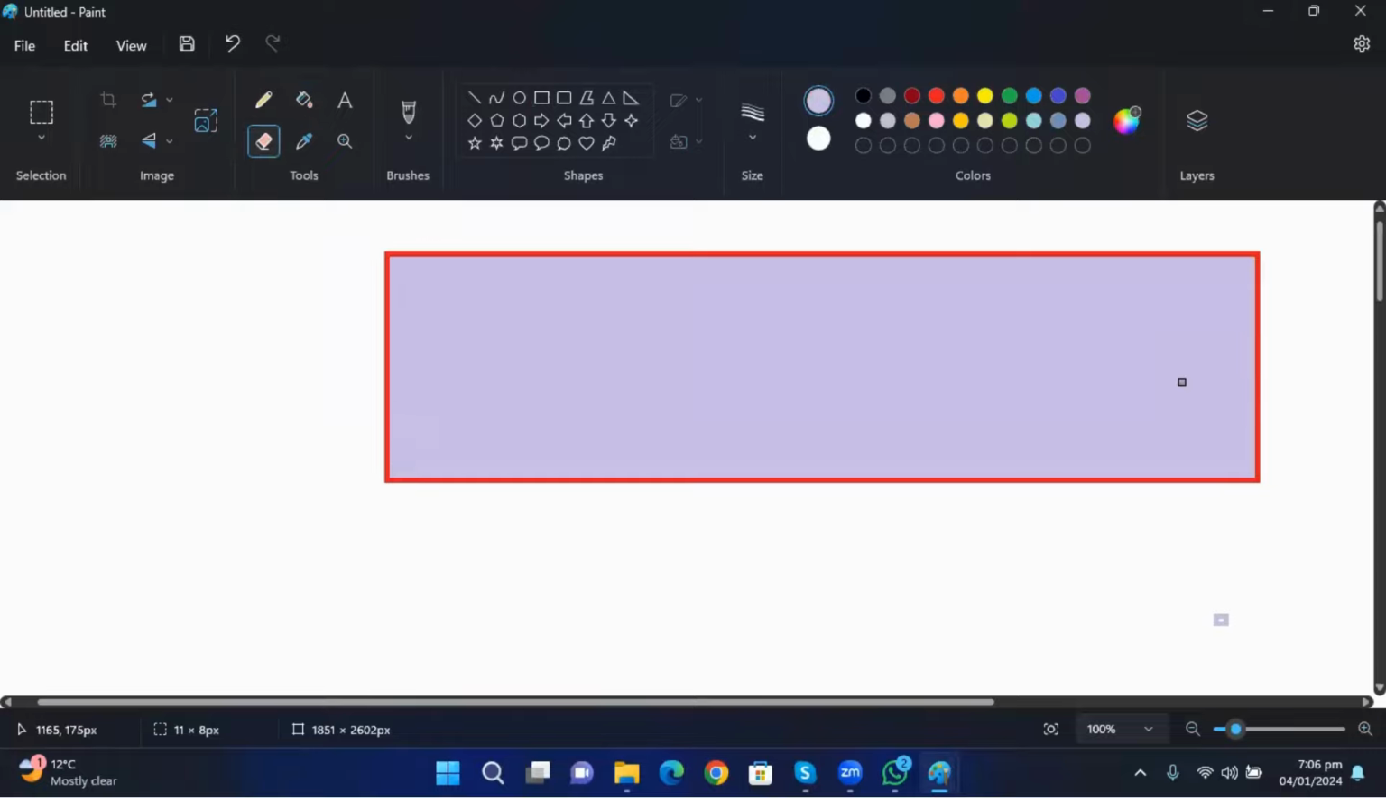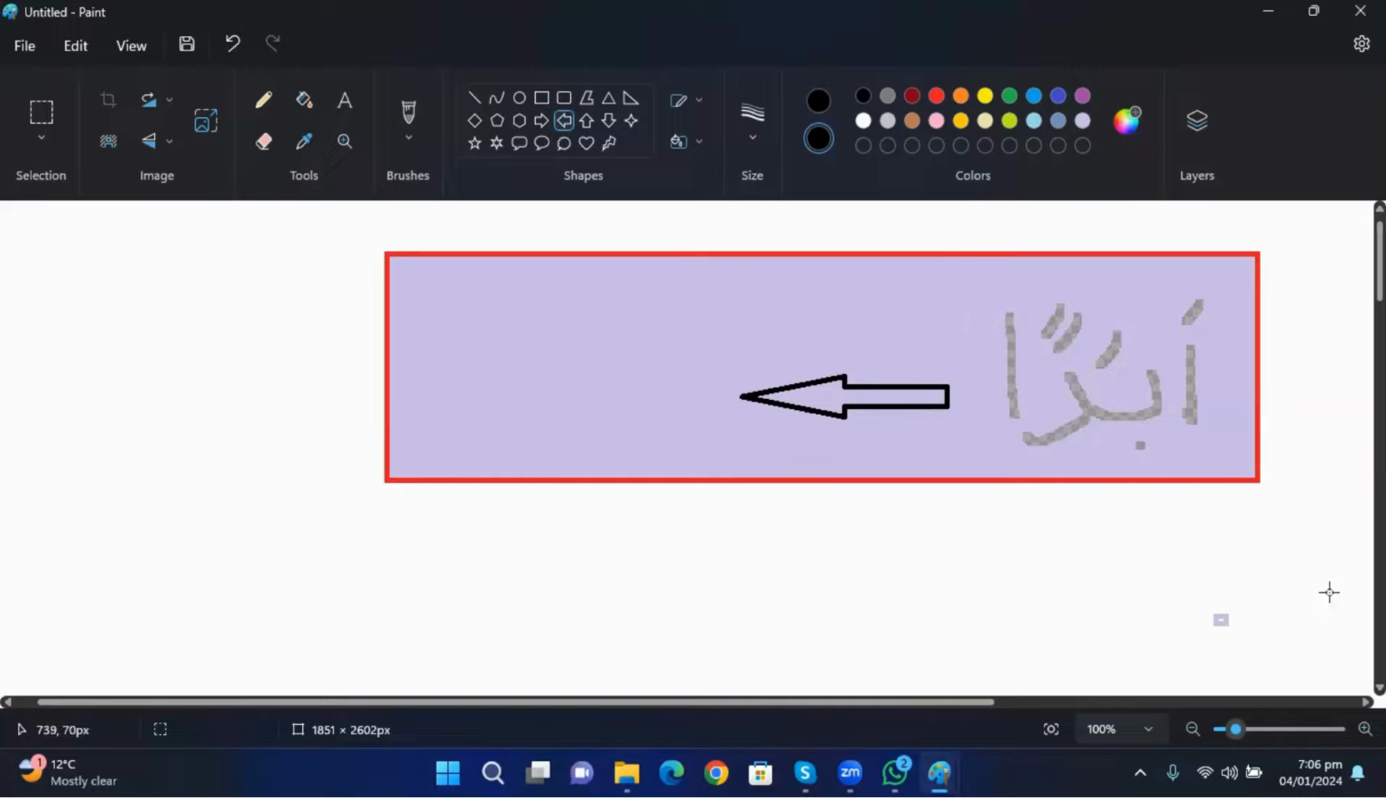Bismillahirrahmanirrahim. Hamza fatha a. This is the joining shape of ba. Ba fatha ba. Dal double fatha dan. Abadan. It will be read fully as abadan.